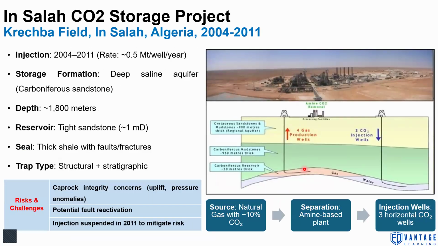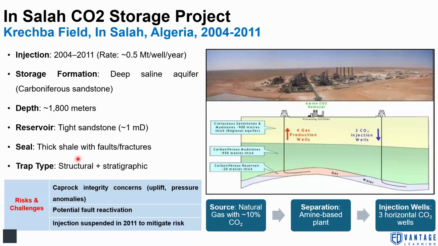So there's the In Salah storage project in Algeria, in the Krechba field. This took place between 2004 and 2011. In these 7 years, I think the rate was 0.5 metric ton per well per year. The formation was a deep saline aquifer, carboniferous sandstone, at a depth of around 1.8 kilometers. They were getting natural gas with 10% CO2, separating the CO2 with an amine-based plant, and injecting it in 3 horizontal wells. The sandstone is very tight, around 1 millidarcy. They produce gas and inject CO2 in injection wells into the aquifer, right?